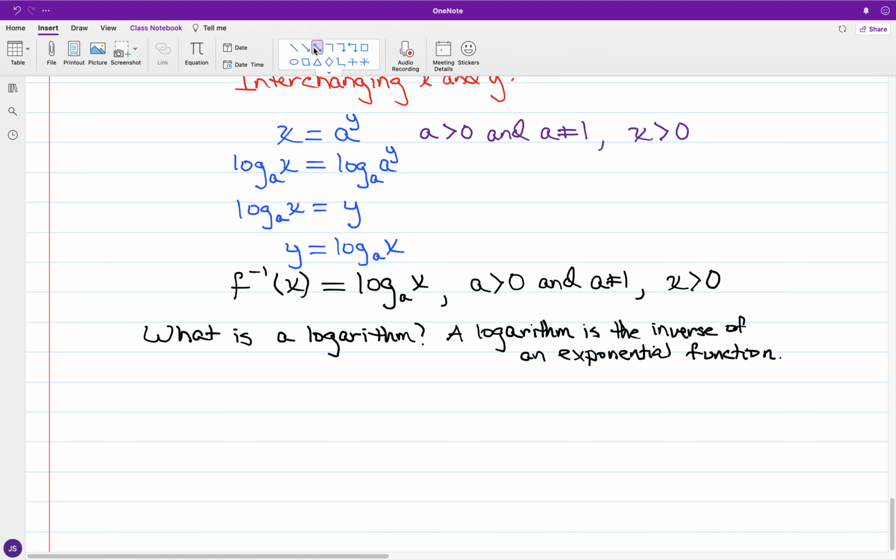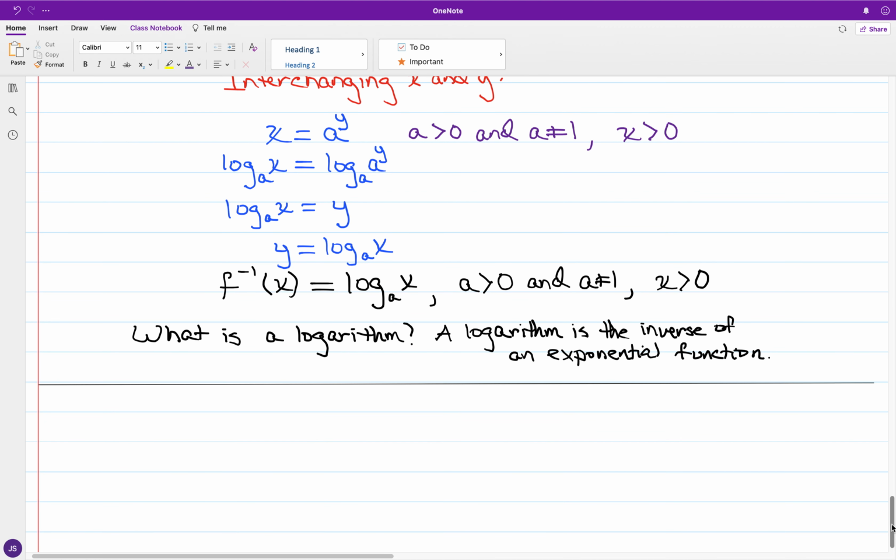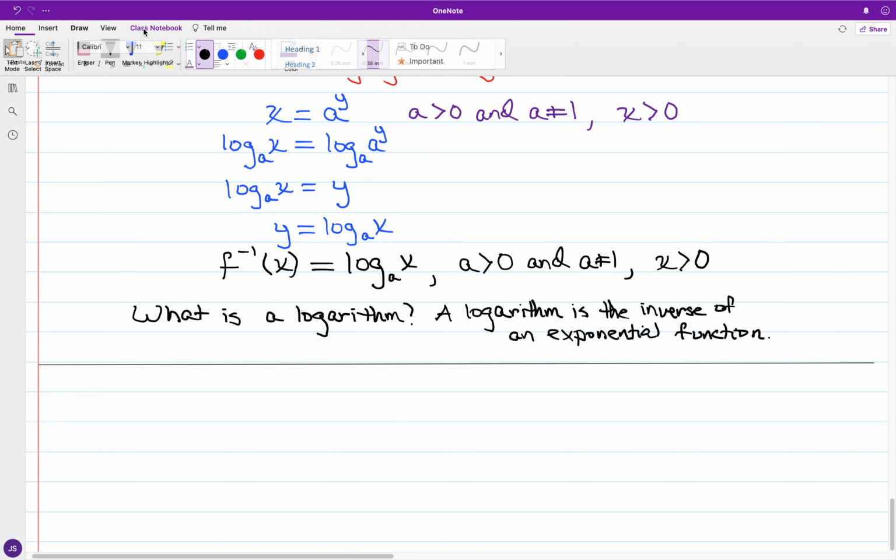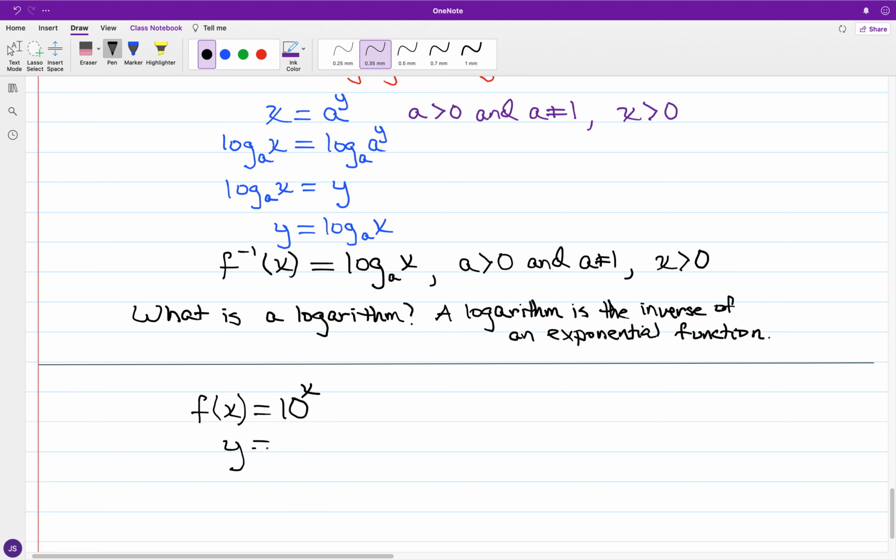There might be some of you who are taking physics or dealing with acid-base calculations in chemistry, involving the base 10. I'll give you just a case here. Let's say you have the exponential base at 10. So if we have f of x is equal to 10 to the x, and I'm looking for the inverse, we have y is equal to 10 to the x.